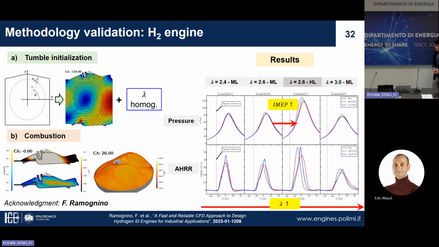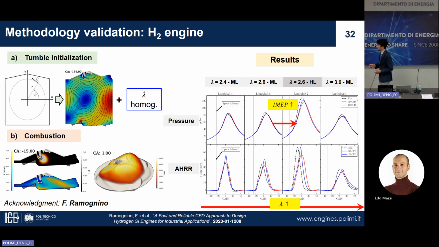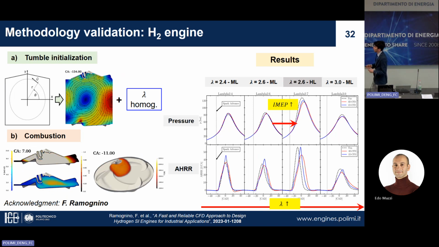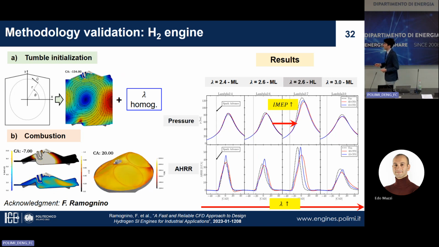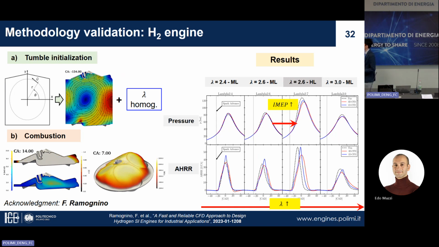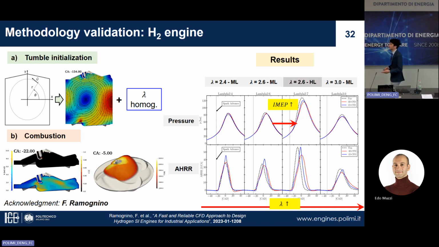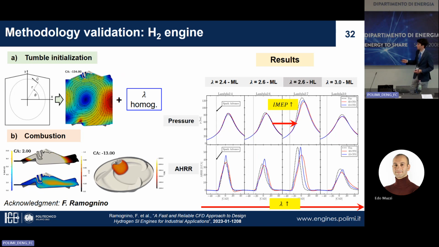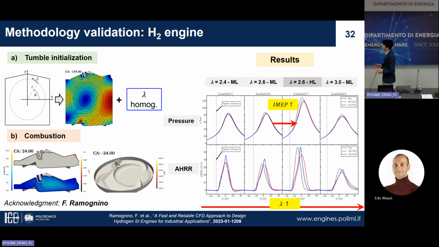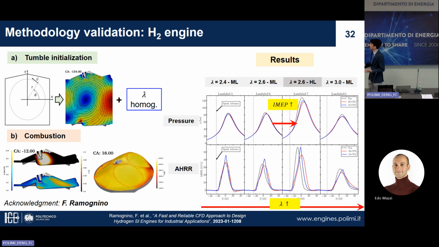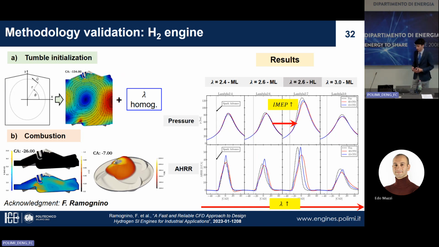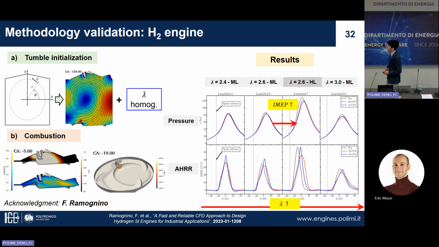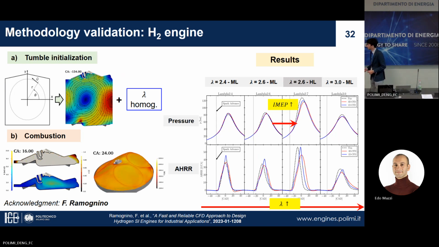Here I reported briefly what we saw this morning. Basically, we started the initialization of the flow motion inside the combustion chamber not from a cold flow, but from this tumble initialization. And we set the lambda to be homogeneous, and then we performed the combustion simulation that we saw, in which the results were quite good in terms of pressure development and also apparent heat release rate.